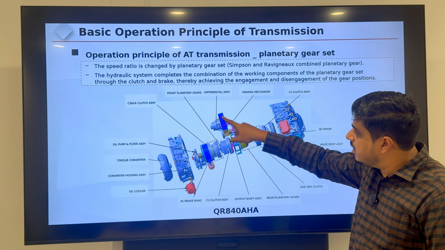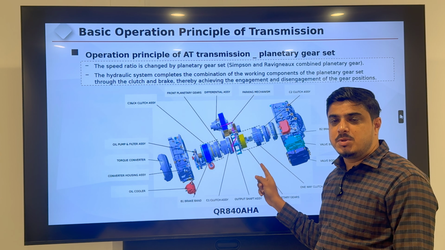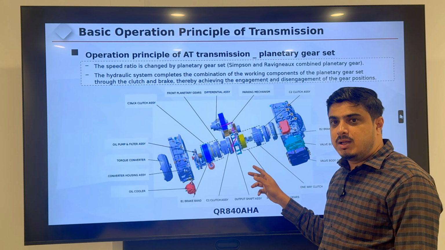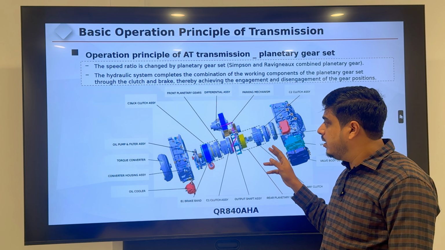These are the main components inside the automatic transmission, all of which help to engage and disengage the gears and vary the gear ratios smoothly and more efficiently. Next.